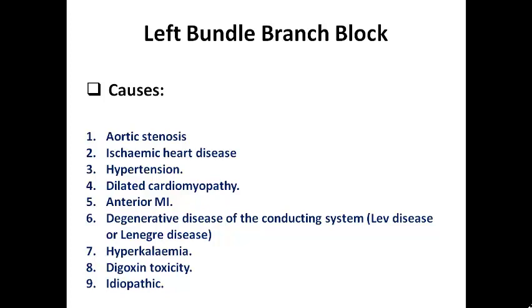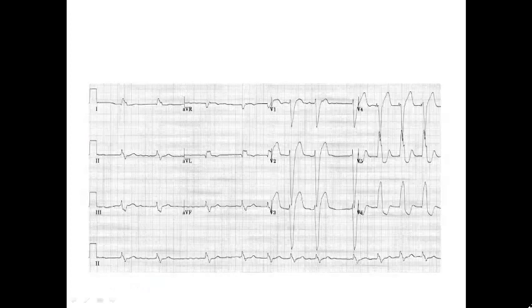So we cannot consider left bundle branch block as a normal variant as in right bundle. No, right bundle is a normal variant. Sometimes they are found in normal individuals and in highly trained athletes. Left bundle is usually considered something pathological.